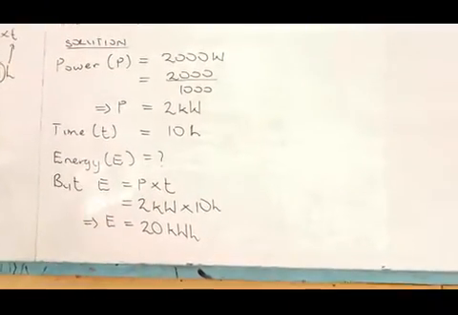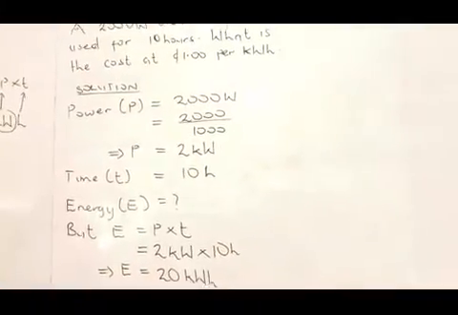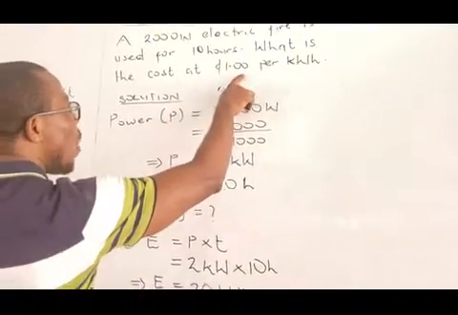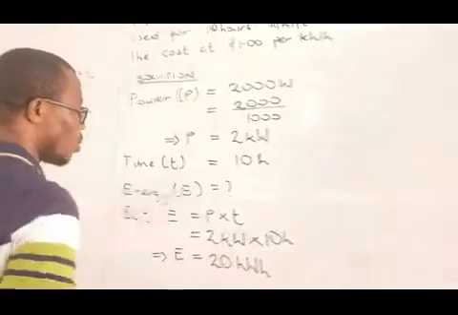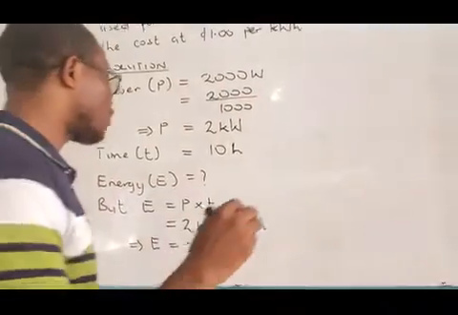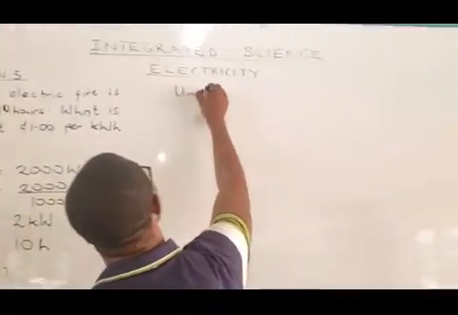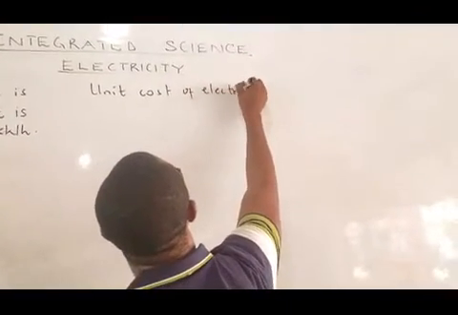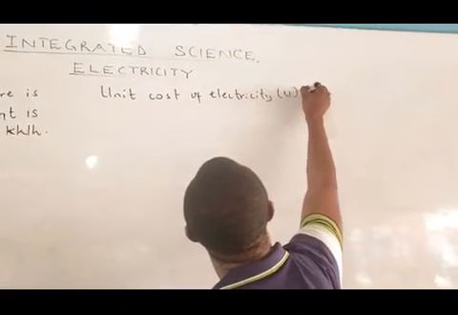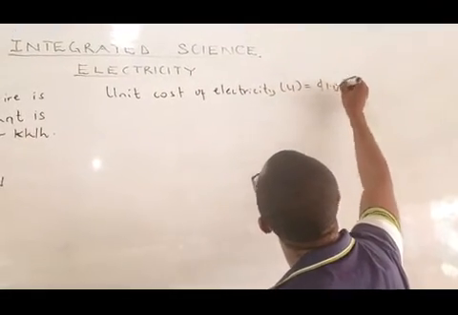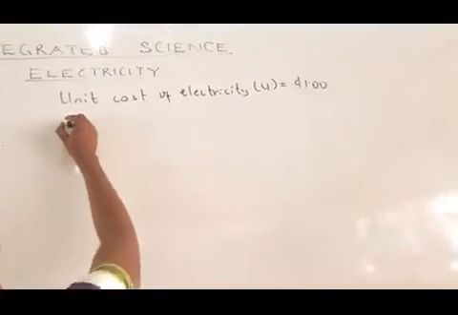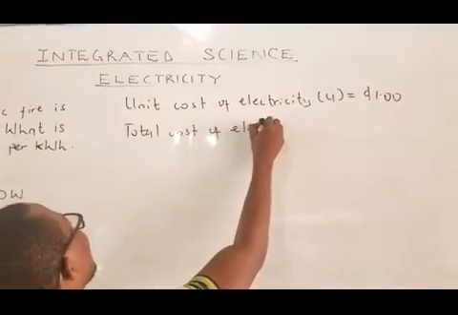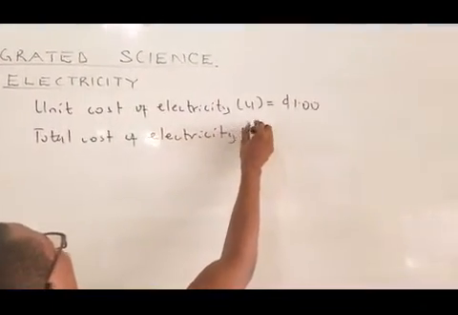Now we have our electric energy, so we can calculate our cost of electricity. From the question, we also have a unit cost. It says 1 cedi per kilowatt hour. So that is a unit cost, U, which is 1 cedi. Then we have to find the total cost of electricity, that's C.